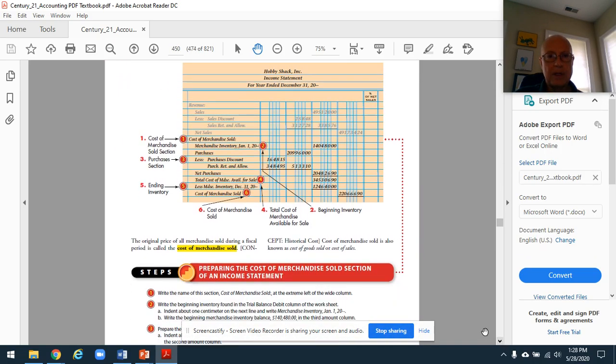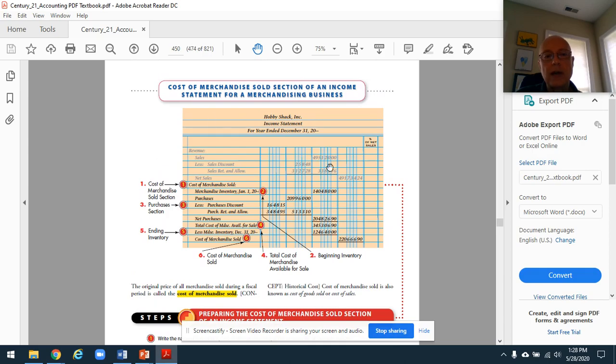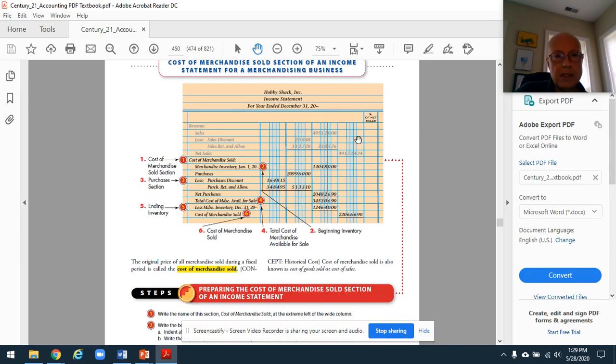Okay, next section. Now we've got to do the cost of merchandise sold. This is section 2. I'm trying to find my camera here. Section 2. Section 1 is revenue. Section 2 is cost of merchandise sold, or cost of goods sold. I use cost of goods sold just because it's what I'm used to. So cost of merchandise sold is a separate section header.